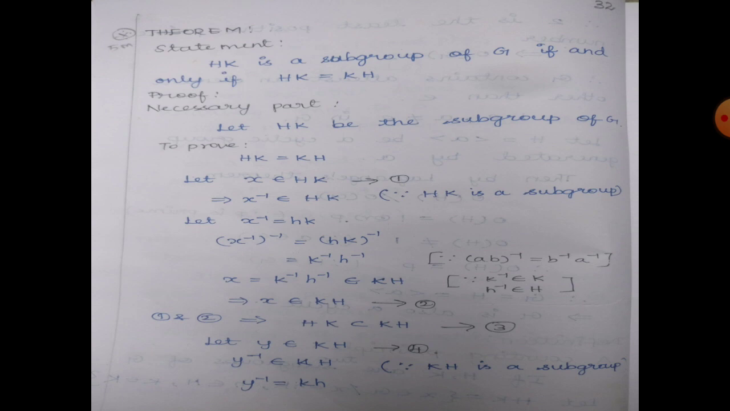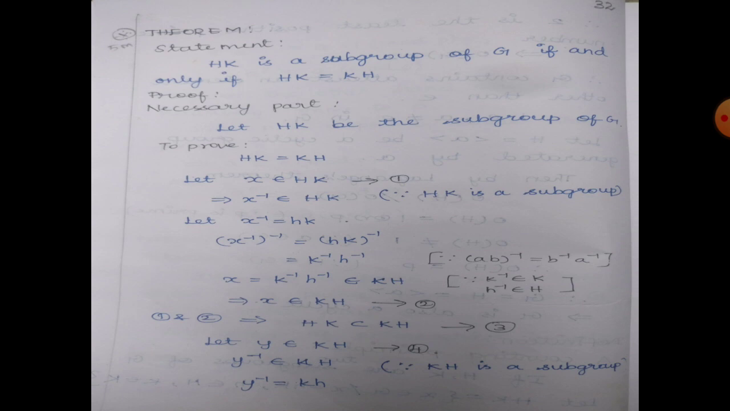Necessary part: we assume HK is a subgroup of G, so we have to prove HK is equal to KH. Already I explained that for left hand side equal to right hand side, we have to take one element from HK. So x belongs to KH means we can say HK is a subset of KH. Similarly, you have to take another element from KH and prove that the same element belongs to HK. So we say KH is a subset of HK. So easily we can say HK is equal to KH.